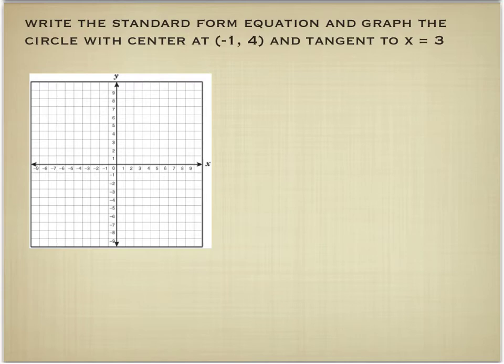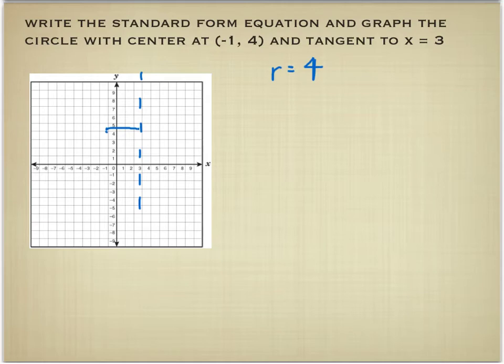Alright, so here's our first example. We want to try to write the standard form equation and graph the circle with this particular center and tangent at x equals 3. So let's graph this point first of all. Negative 1, 4 is going to be up here, right about there. And if it's going to be tangent to x equals 3, well, x equals 3, of course, is a vertical line that goes like this. That tells us right there that my radius is going to be 4, because I have to count over that many just to get to my particular radius.